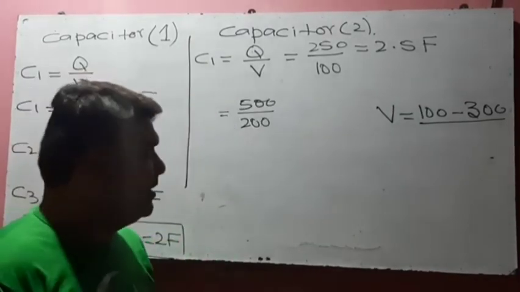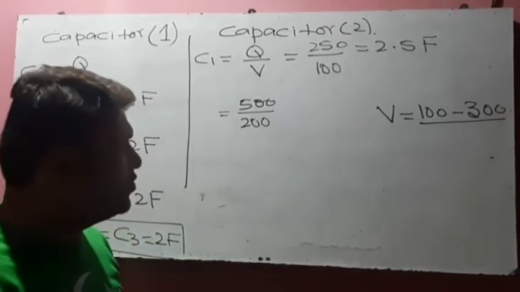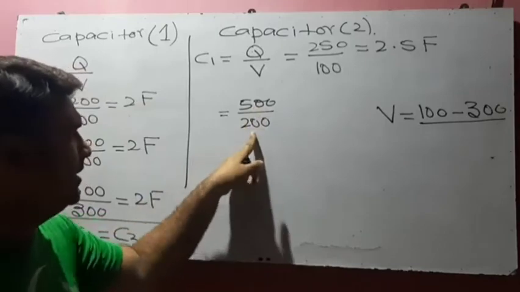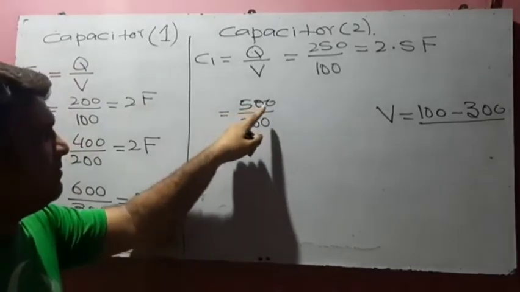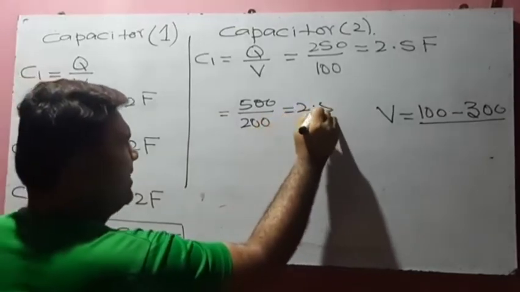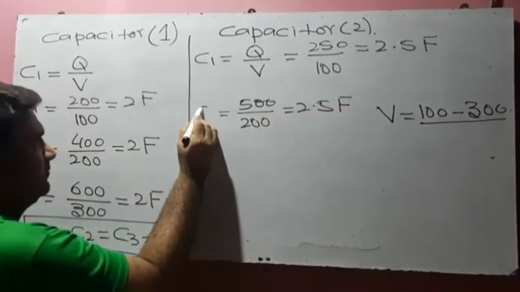We give 100 volts more to capacitor number 2, so 200 volts. The amount of charge will be 500, so the answer will be again 2.5 farad.